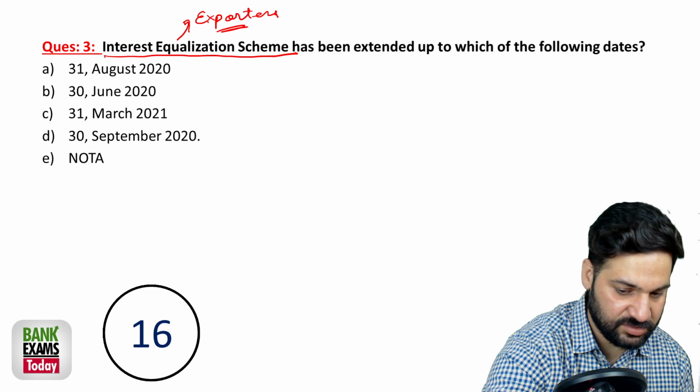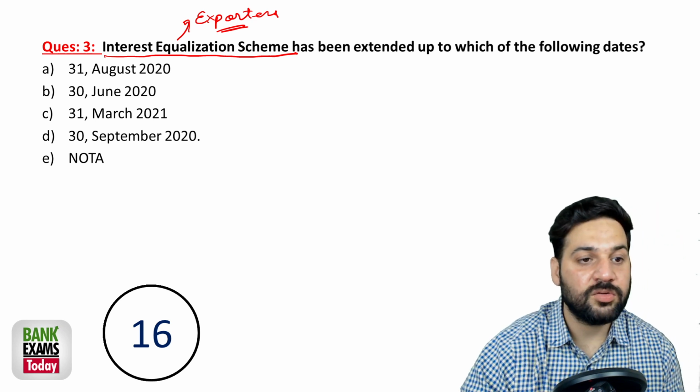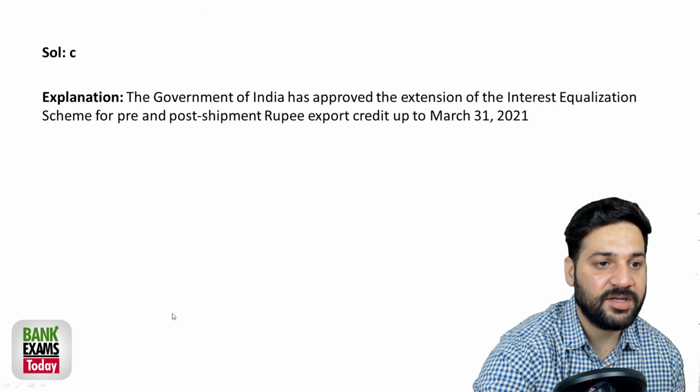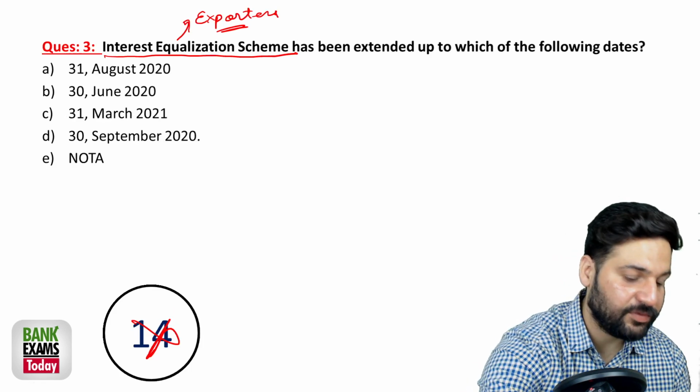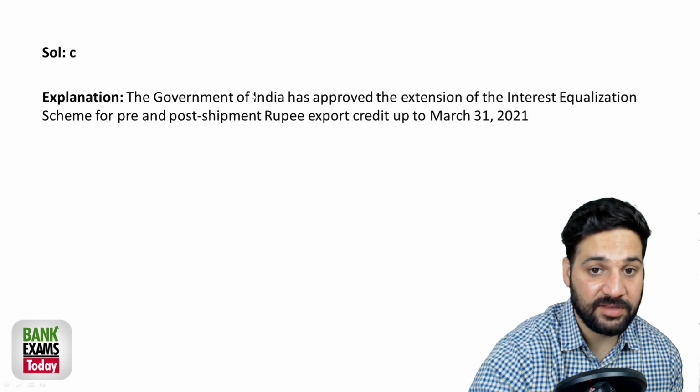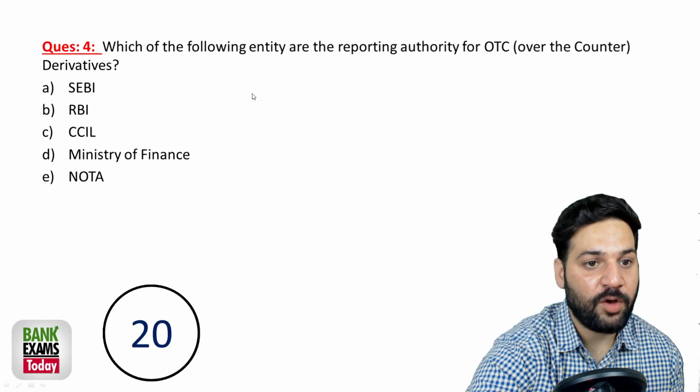So the correct answer is C. It is 31st of March 2021. The time has been extended for the interest equalization scheme. Okay. Let's move forward. Very important question.